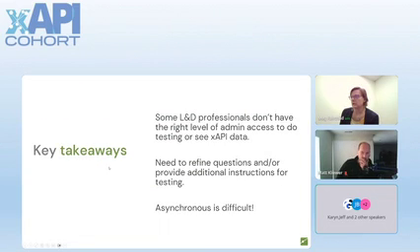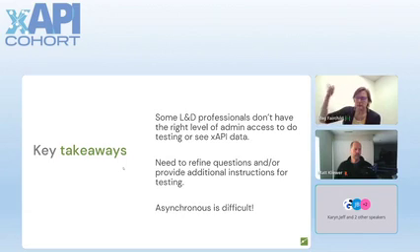And close to the end here, I just wanted to let you know some of our key takeaways from the cohort this time around. As I mentioned earlier, not everybody has that level of admin access to do the testing. And a takeaway for us, Torrance Learning, is that we could do a better job of refining the questions and the acceptance criteria that we were using in our testing, and provide some more detailed instructions for people, because I think it wasn't always as straightforward for everybody as we might have hoped. And then last but not least, asynchronous is a little bit difficult.